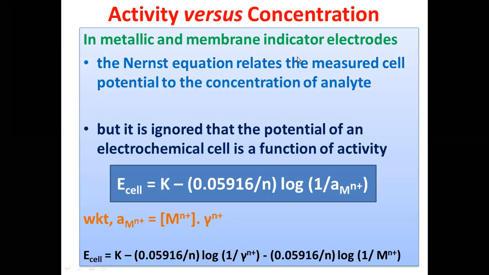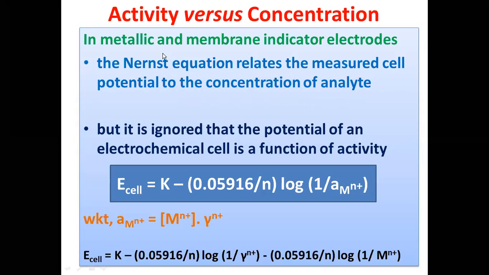So what will we write in the Nernst equation? E cell is directly related to the concentration of the metal or the concentration of the analyte. It may be in the molecular form or in the ionic form. Consider a metallic indicator electrode or a membrane indicator electrode. We will write the Nernst equation, which relates the measured cell potential and the concentration of the analyte.